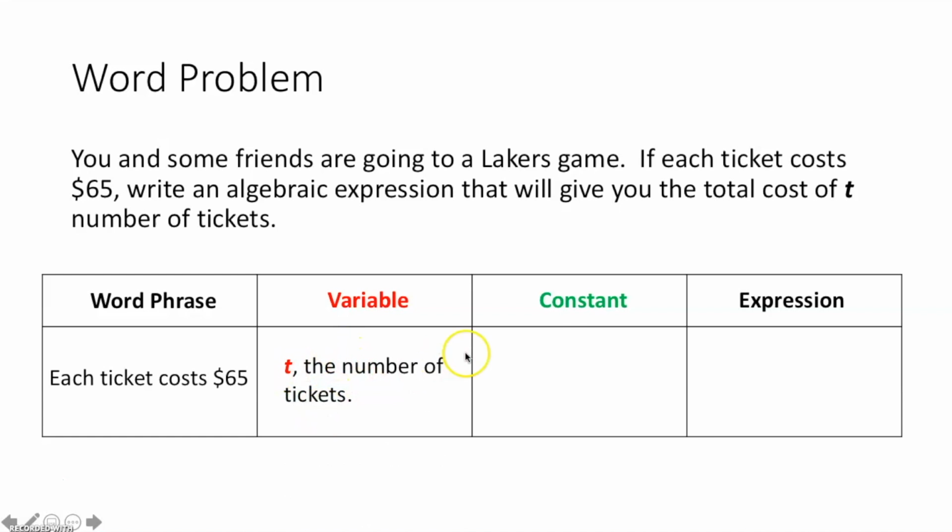T is the number of tickets. The constant we said is $65. So 65 is going to be the cost of each ticket. That's our constant. Now, what's the expression for $65 for each ticket? That would be 65 times t. This expression allows you to plug in however many number of tickets you want, and if you were to multiply that by 65, it would give you the cost of all of those tickets. That's it. You're done.